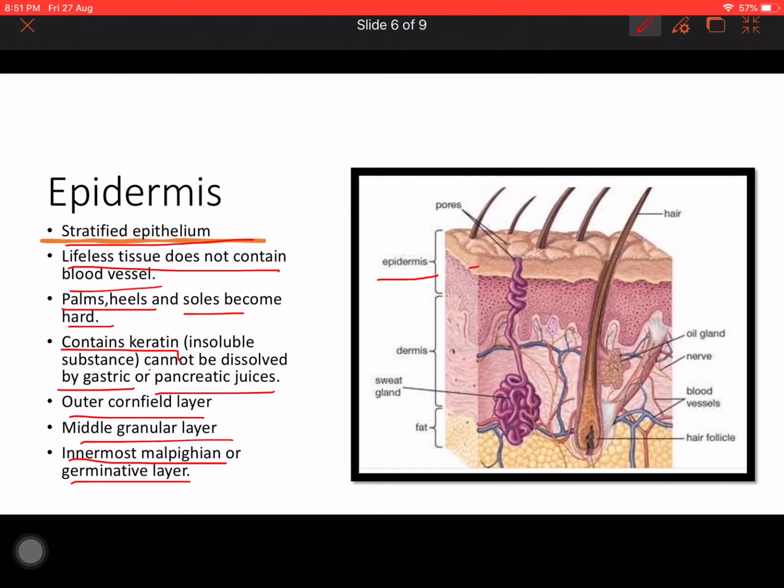So this layer is the epidermis. It does not have any blood vessels. We can see from here, from the dermis region, the blood vessels. So the dermis is a living layer. The epidermis is a non-living layer because it does not have any blood vessels. And it is further divided into the outermost cornified layer, the middle granular layer, and the innermost malpighian or germinative layer. So till now, is it clear to everyone?